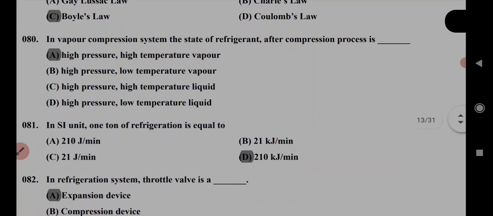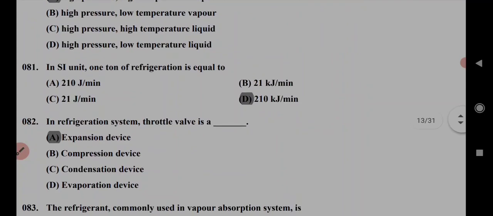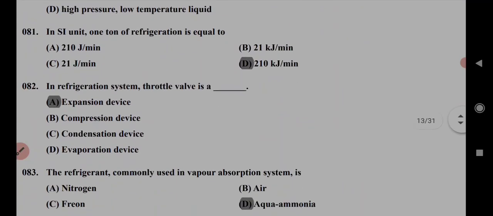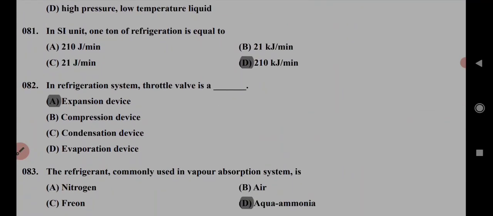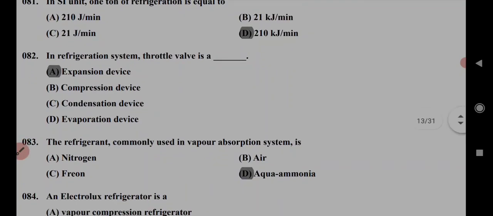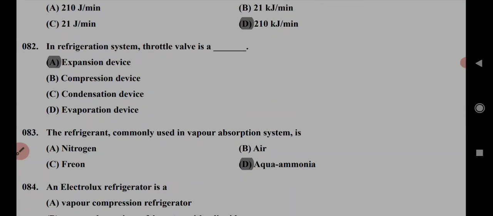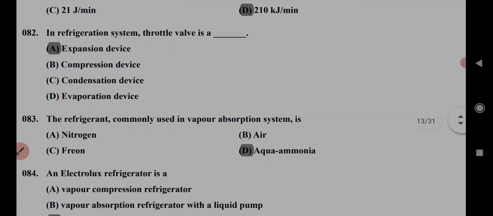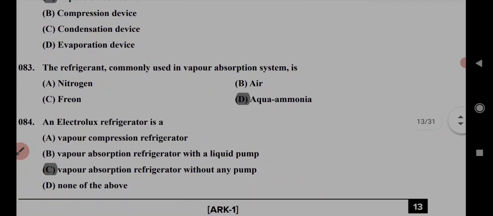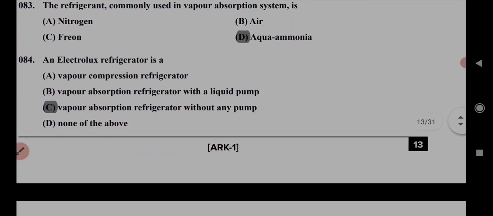In vapor compression system, the state of the refrigerant after compression process is high pressure and high temperature vapor. In SI unit, 1 ton of refrigeration is equal to option D 210 kJ per minute. In the refrigerant system, the throttle valve is the expansion device. The refrigerant commonly used in vapor refrigerant system is aqua ammonia.